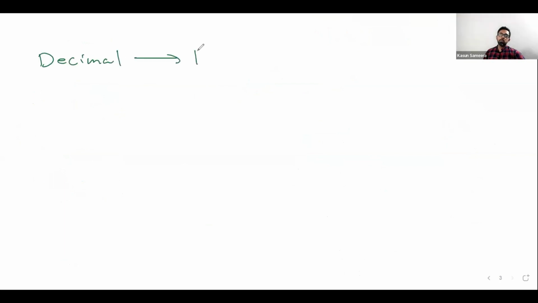Decimal to octal. First question. 16 base 10.